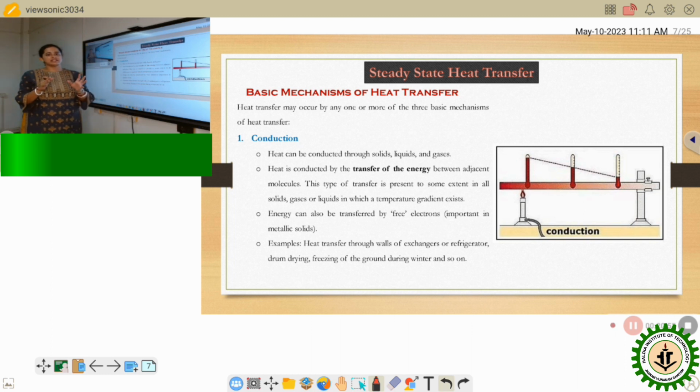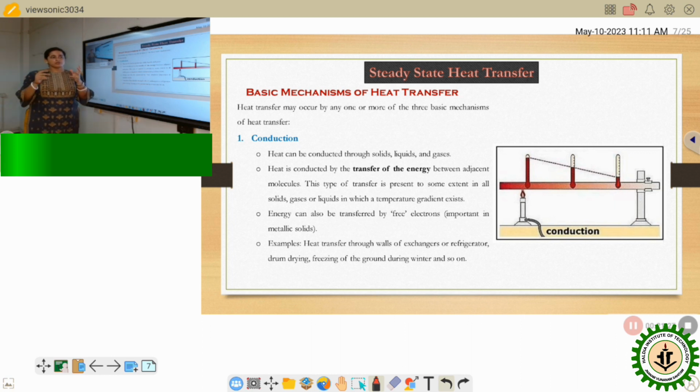So this is mainly the indirect mode of heating. Okay, so if you have a cold substance and a heating source, and in between you keep a wall, then the energy will be transferred through the wall. So both the heated product and the heating source are not in direct contact, still the energy is getting transferred. So this is the indirect mode of heating.